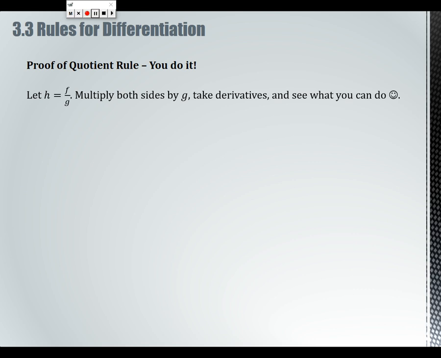Notice that when you do this, there's no quotient to deal with, right? You just have gh equals f. Just differentiate. Right, that is, do this, and then differentiate both sides.